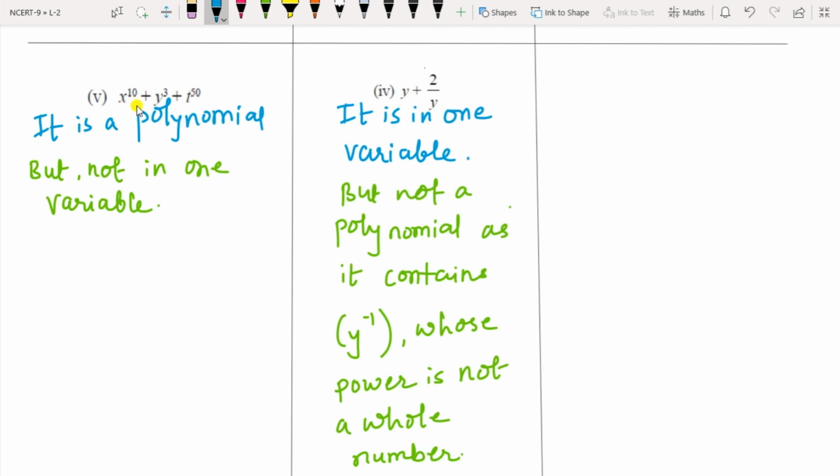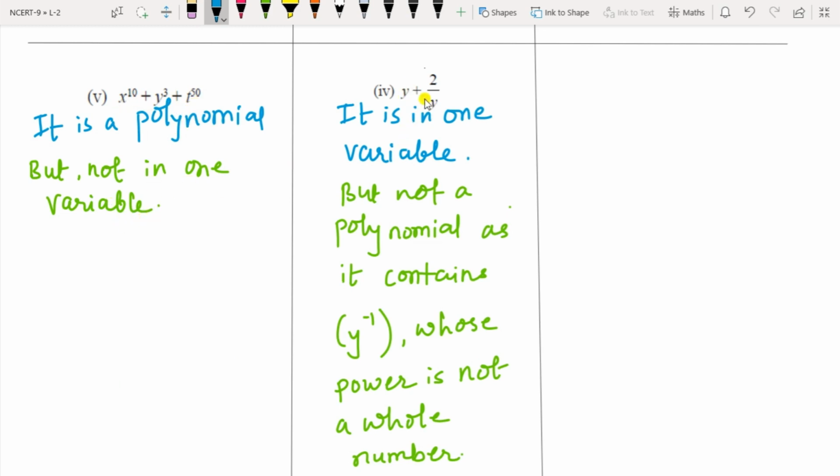Then this one, question 5th, x raised to 10 plus y raised to 3 plus t raised to 50. The exponents are positive, so it is a polynomial, but there are different variables, so it is not in one variable.